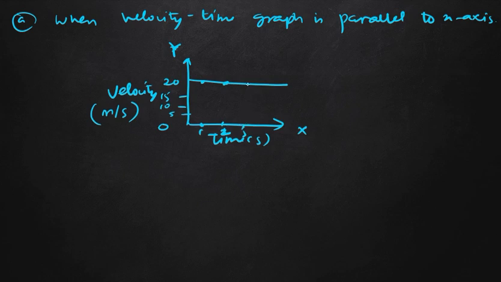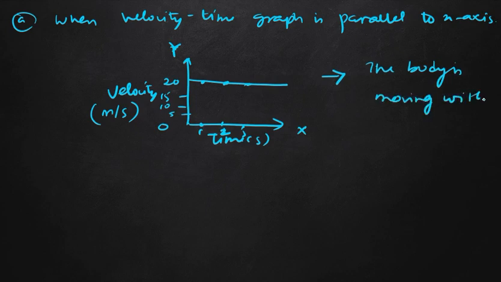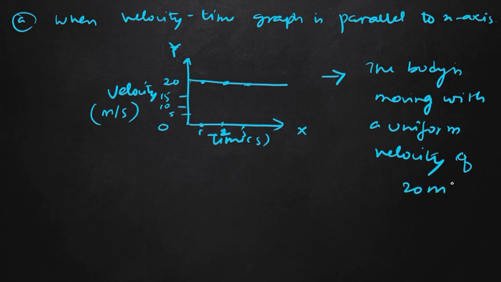Velocity when time was 3 seconds, the velocity is 20 meter per second. So that means velocity is fixed. This means we can say that the body is moving with a uniform velocity. As in the graph, the line is from 20, so the body is moving with a uniform velocity of 20 meter per second.